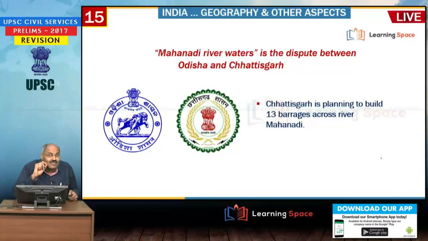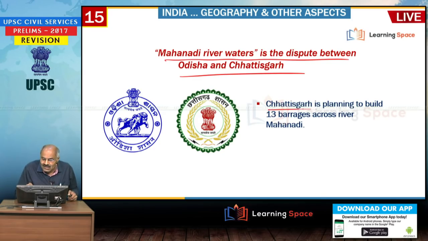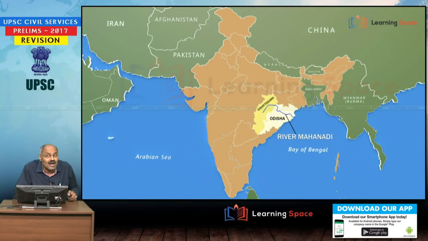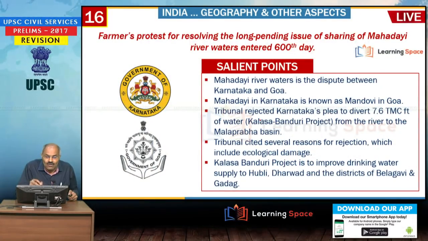Please look into this. Then the next one is the Mahanadi river waters dispute between Odisha and Chhattisgarh, because Chhattisgarh is planning to build 13 barrages across river Mahanadi. Look into the next one. Farmers protest for resolving the long pending issue of sharing of Mahadayi river waters.